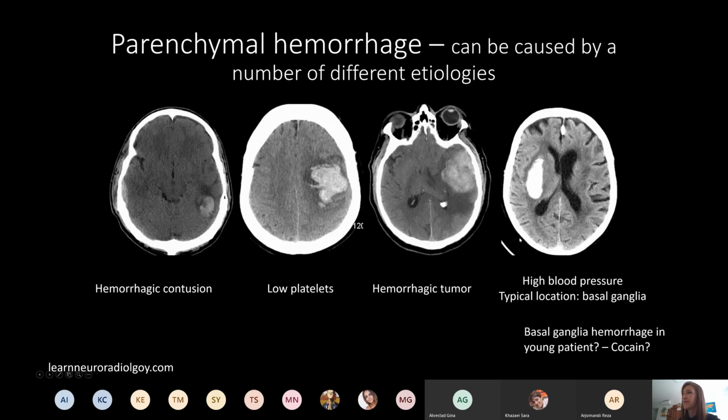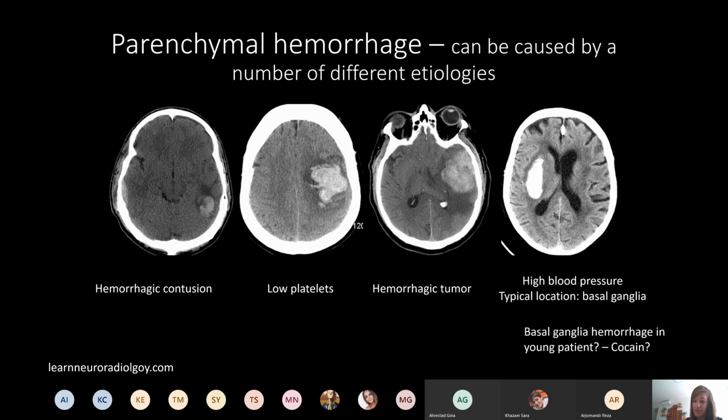Then parenchymal hemorrhage is the fourth type, and this can be caused by a number of different etiologies. Parenchymal hemorrhage is basically blood within the brain parenchyma. The first example here is a contusion, like the patient hit the head and there is a contusion bleed. This is a bleed because of low platelets. The third one is a hemorrhagic tumor. And the fourth one is a bleed in the basal ganglia because of high blood pressure. The basal ganglia is a really typical location for bleeds because of high blood pressure.